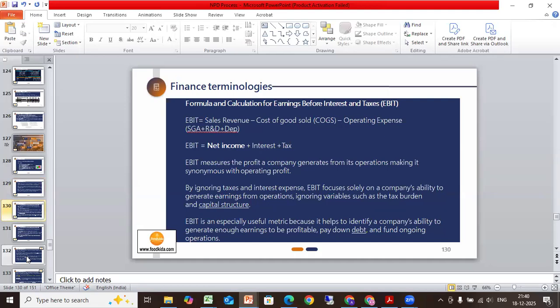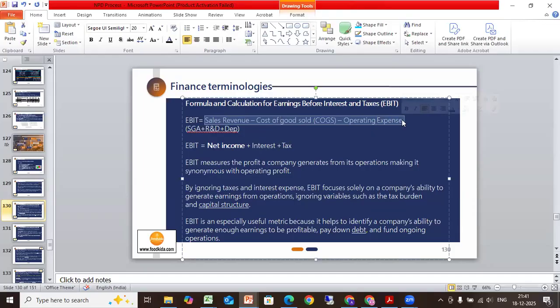Somewhere I heard about COGS, cost of goods sold. Here you have mentioned sales revenue. What is EBIT? EBIT is sales revenue minus cost of goods sold minus operating cost, like manufacturing cost and overhead cost. So we'll be discussing this.